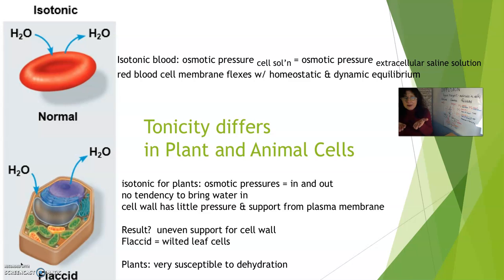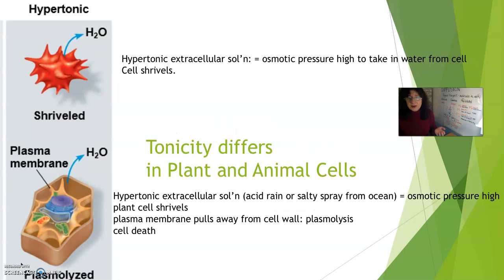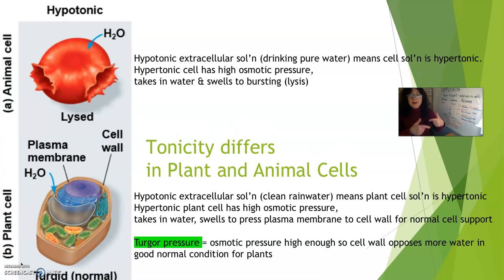An isotonic environment for a plant cell means that there's little tendency for water to come into the cell. That cell wall is rigid and has now a plasma membrane nearby that isn't pushing on it and adding extra rigidity to the cell wall. Without that extra rigidity and that extra support from the plasma membrane, it can result in flaccid cells and wilted leaves. So you get the idea that plants are very susceptible to dehydration. Let's talk about another situation.